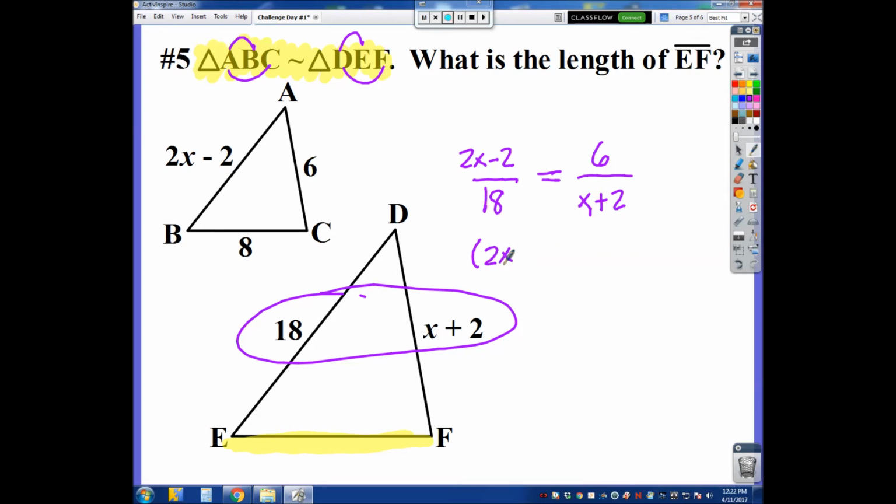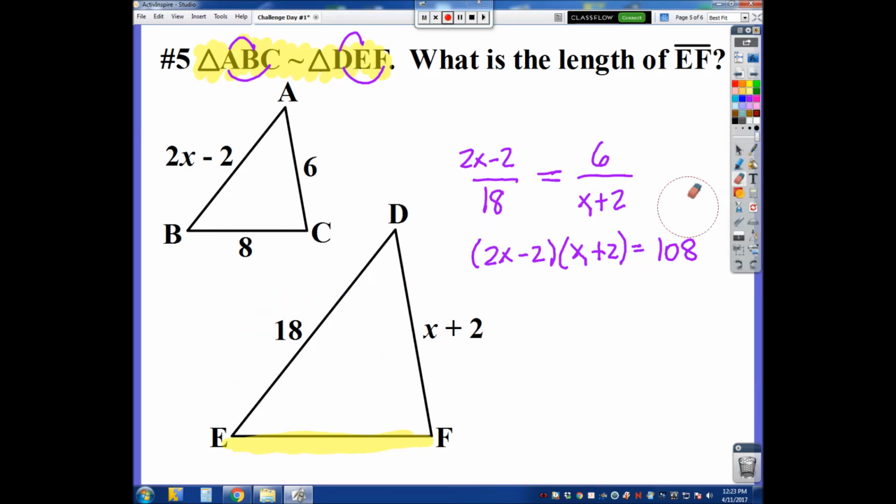Now here's what's going to get tricky, and I'm going to write this out first. The 2x minus 2 is going to have to multiply with the x plus 2, quantity-wise here. And then going the other way, 8 times 16 is 108. But what am I going to have to do algebraically here? I'm going to have to double distribute or FOIL the 2x minus 2 and the x plus 2.